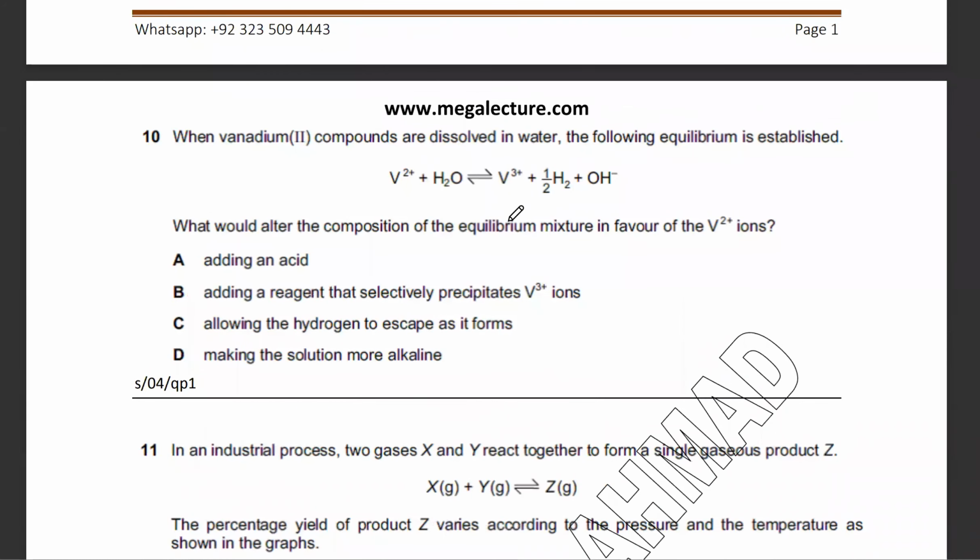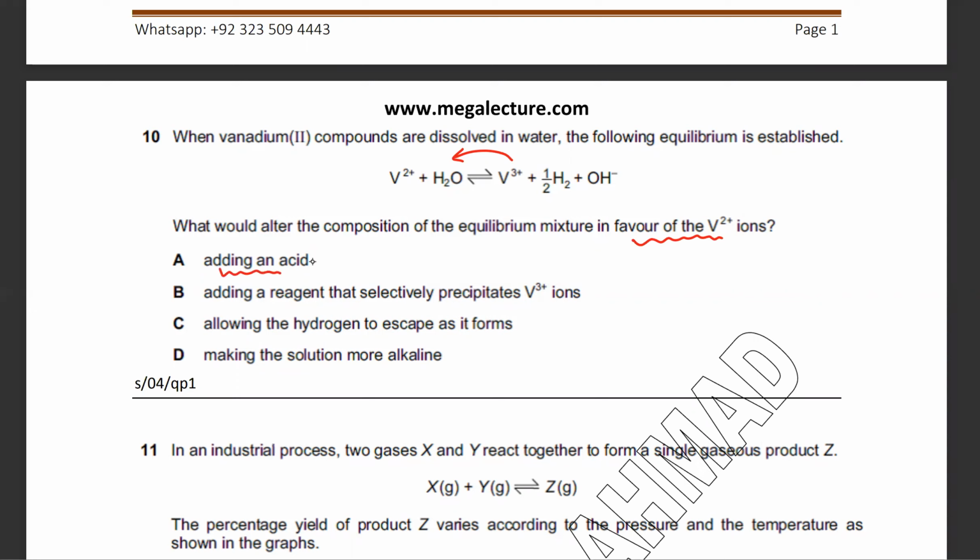Now, what would alter the composition of the equilibrium mixture in favor of V2 plus ions? In favor of V2 plus ions, you want more V2 plus ions. So you want to push this backwards. Achha, can anyone tell me what will happen if an acid is added?